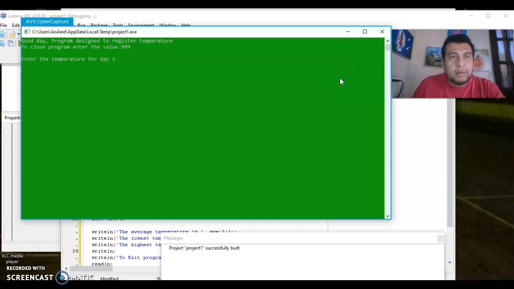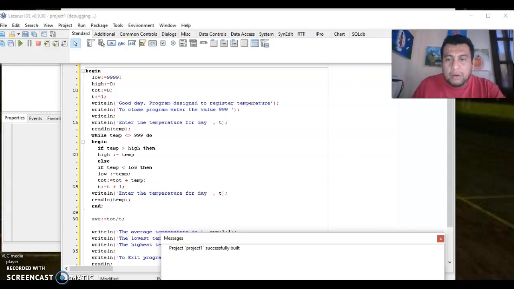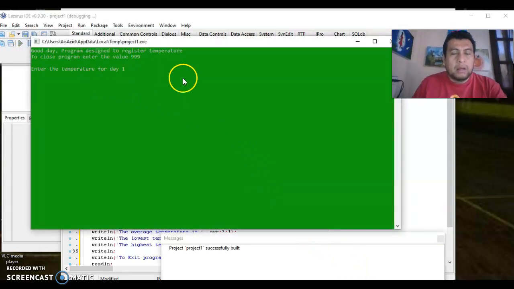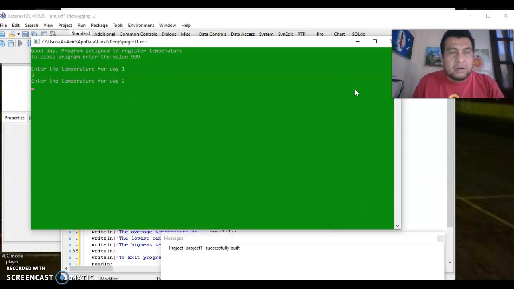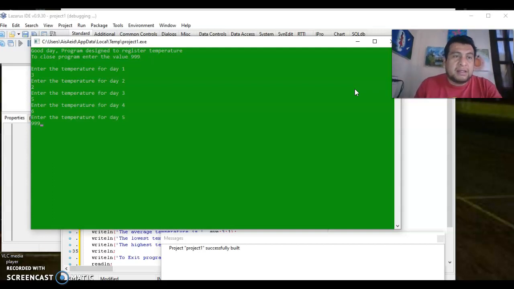Look at it. If I enter the temperature being 3 degrees Celsius, 2 degrees Celsius, 5 and 6, and looking at the fifth one, I want to terminate it, I enter 999. The same values I'm using total 16: 6 plus 5 is 11, plus 2 is 13, plus 3 is 16, divided by 4, it should be 4.